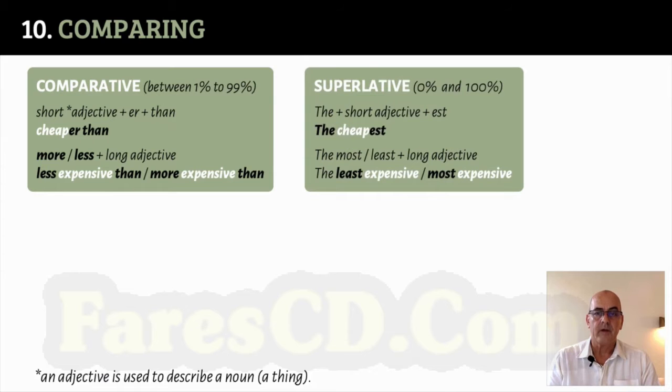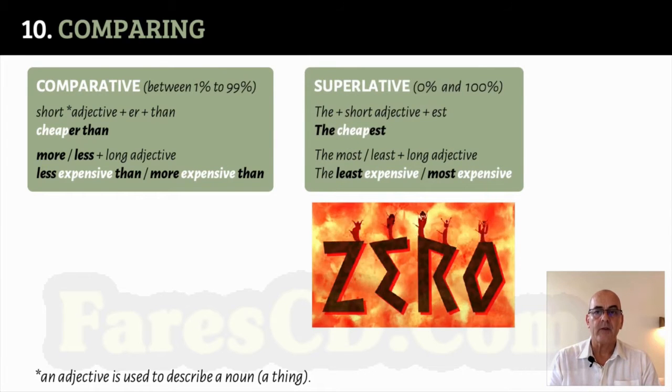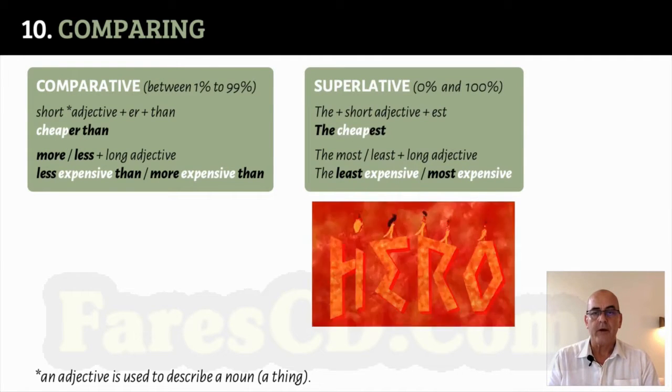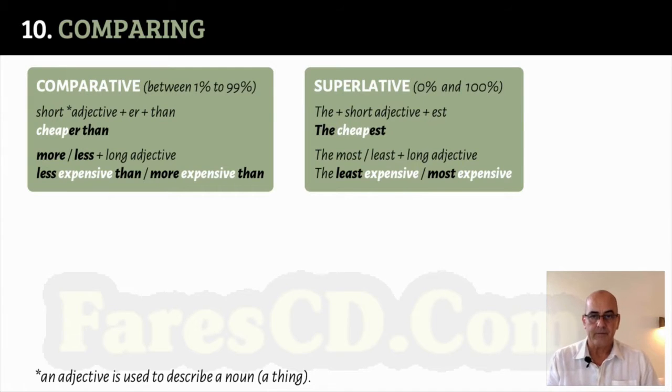Superlative. These are from 0% and 100%. You cannot get any less or you cannot get any more. And it's not comparing. That is the limit. So for short adjectives we add est. The cheapest. So for superlatives we add the plus short adjective plus est. So for cheap we add the cheapest. And you say the whole word like you would normally and you just add est, cheapest.